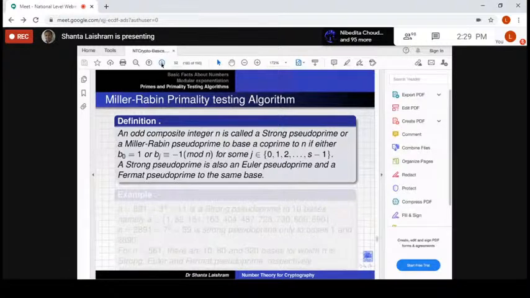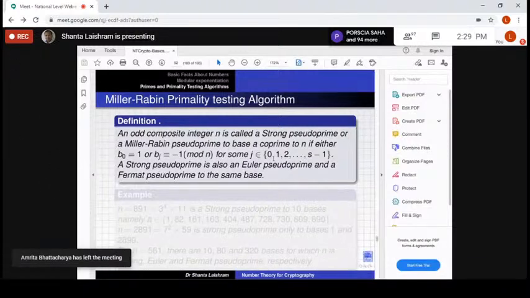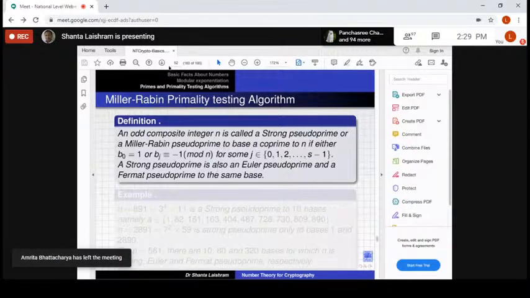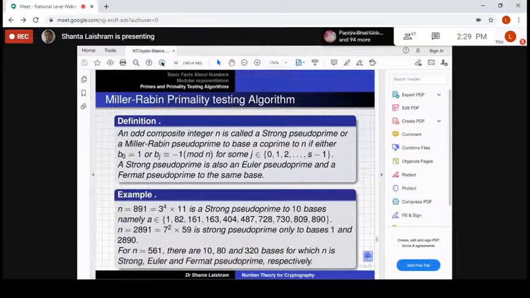An odd composite number is called a strong pseudo prime, or a Miller-Rabin pseudo prime, if either b_0 is 1 or b_j is -1 for some j between 0 and s minus 1. Anyway, we're not going to go into that.